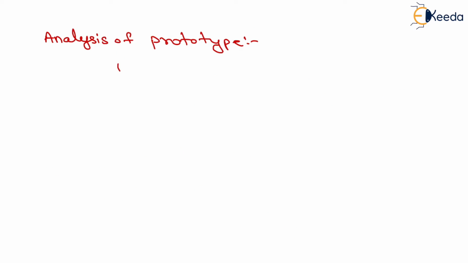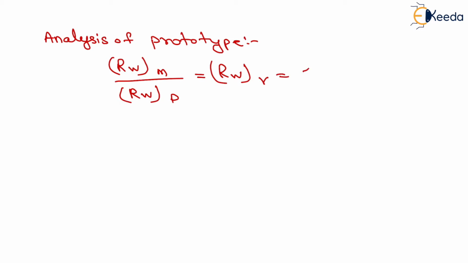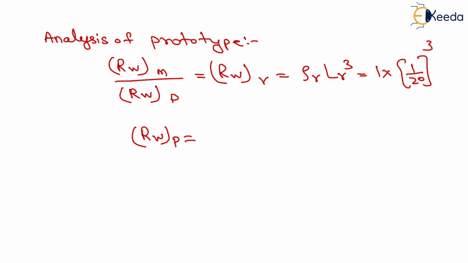Now in the analysis of prototype, RW for model upon RW for prototype will be equal to RWR, we know that, and it will be equal to rho R into LR cube, which will be equal to 1 into 1 by 20 whole cube. That is, wave making resistance for prototype will be equal to 4.130 into 20 cube. It will be equal to 33040.97 Newton.